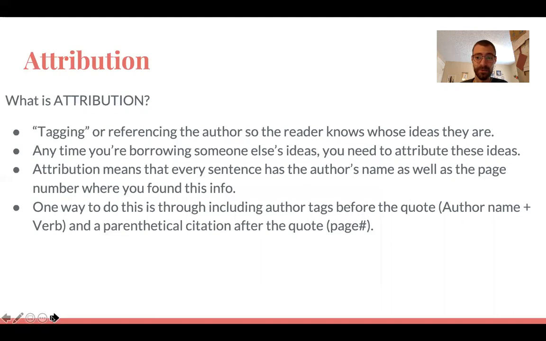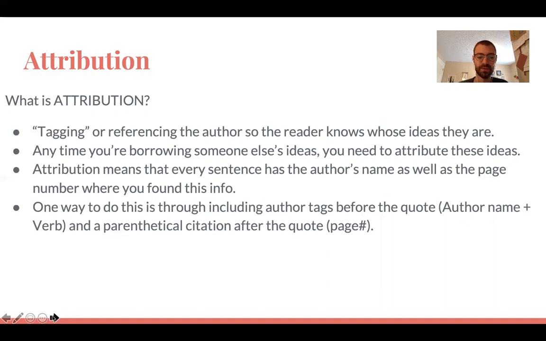In MLA format, that means every sentence, which is kind of annoying. In other styles, you don't have to do that, but in MLA you do. So each time you're using a sentence that takes information from a source, you've got to have a citation in there. You've got to have some kind of attribution, even if it's the same source for a few sentences in a row.